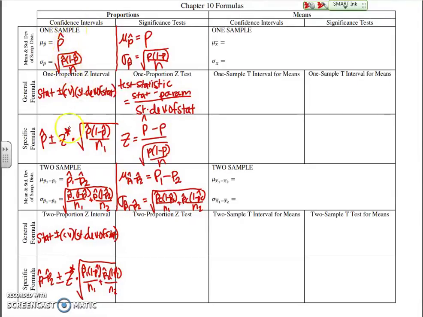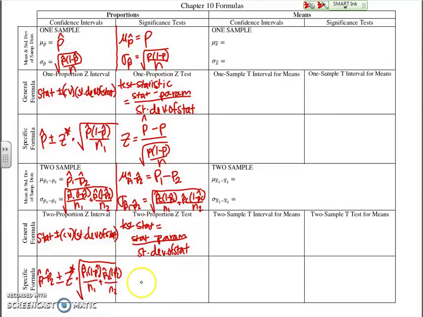Now you can compare the one sample to the two sample. Again, this is what we did early last week. Now, two proportion z-test, we have this formula up here. Test statistic equals the statistic minus the parameter divided by the standard deviation of the statistic.